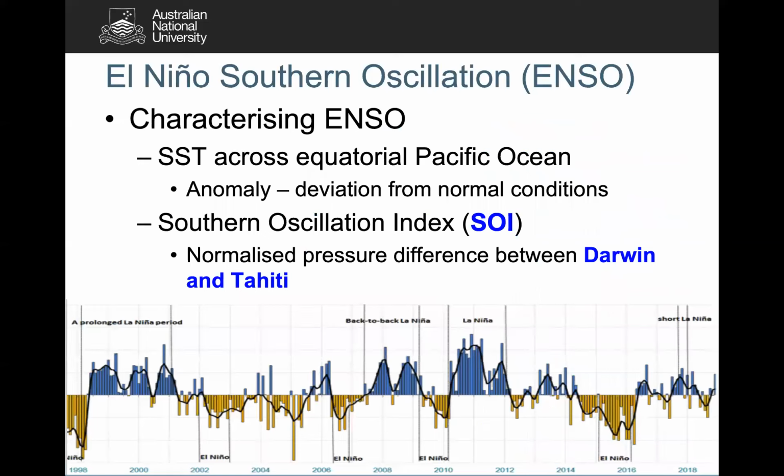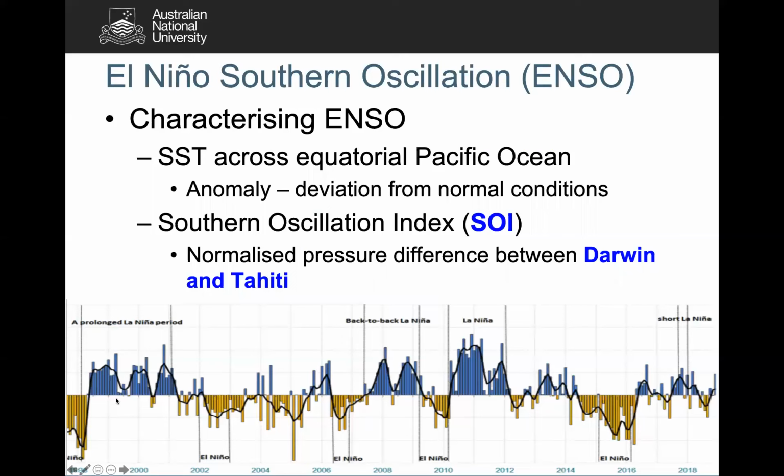So in characterizing the ENSO events, we look at the sea surface temperature variations between two points in the Pacific, and these are deviations from their normal conditions. We also have the Southern Oscillation Index, which is the pressure difference between Darwin and Tahiti. So we look at the pressure variations. Remember, that's driven by the overlying atmosphere, which is, of course, driven by the sea surface temperatures.